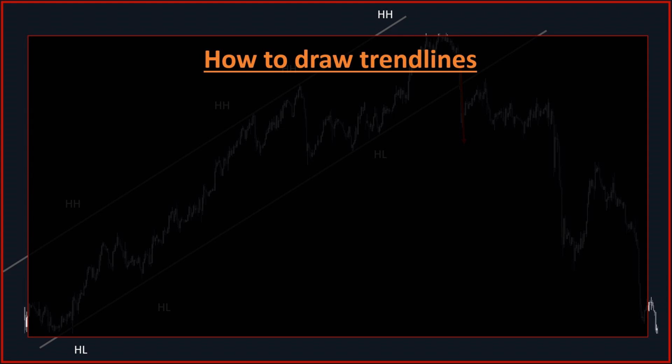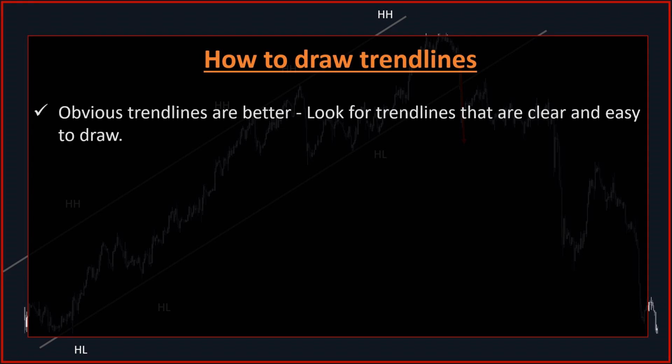All right, let's dive into how to draw trend lines properly. It's not just about connecting dots. There are a few key concepts to keep in mind. Obvious trend lines are better. Look for trend lines that are clear and easy to draw. If it jumps out at you, it's likely jumping out at everyone else too. And remember, the more people watching a trend line, the stronger its influence on the market.